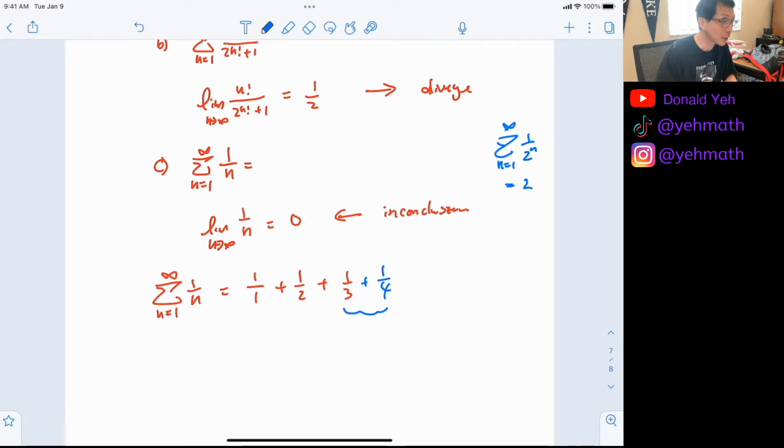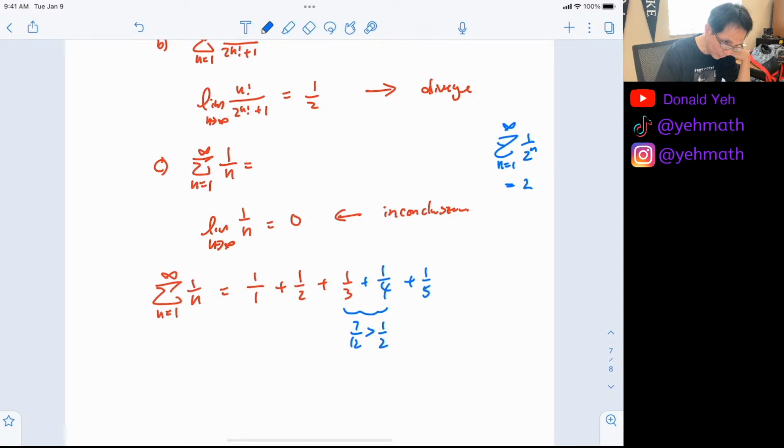What is this? 1/3 plus 1/4. 1/4 is greater than 1/6. No, it's not. 1/3 plus 1/4 is 7 over 12, right? Yeah, 7 over 12, plus 6 over 12 is 13 over 12. 7 over 12 is greater than 1/2. Okay, so let's go to the next one.